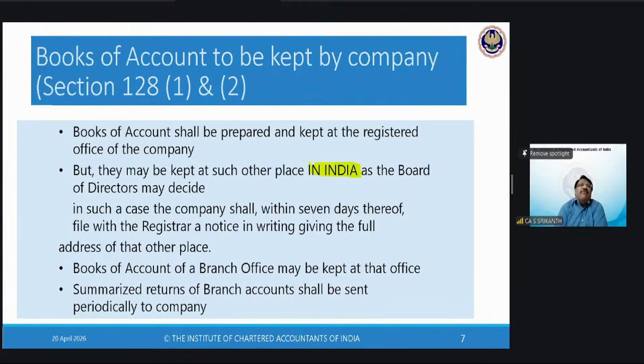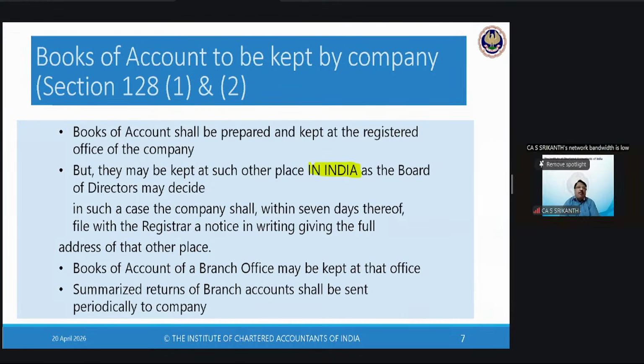Right. For convenience, they may be kept at such other places in India as the board of directors may decide. I have highlighted, capitalized and highlighted, in India. You can't have it abroad, but you can have it in India. Simple example I always give. There is a company which was founded in Madhya Pradesh. Maybe the factory was possibly in Bhavra district where the owner's native place is. Maybe they have huge tracts of land there. They developed the factory initially in Bhavra only.